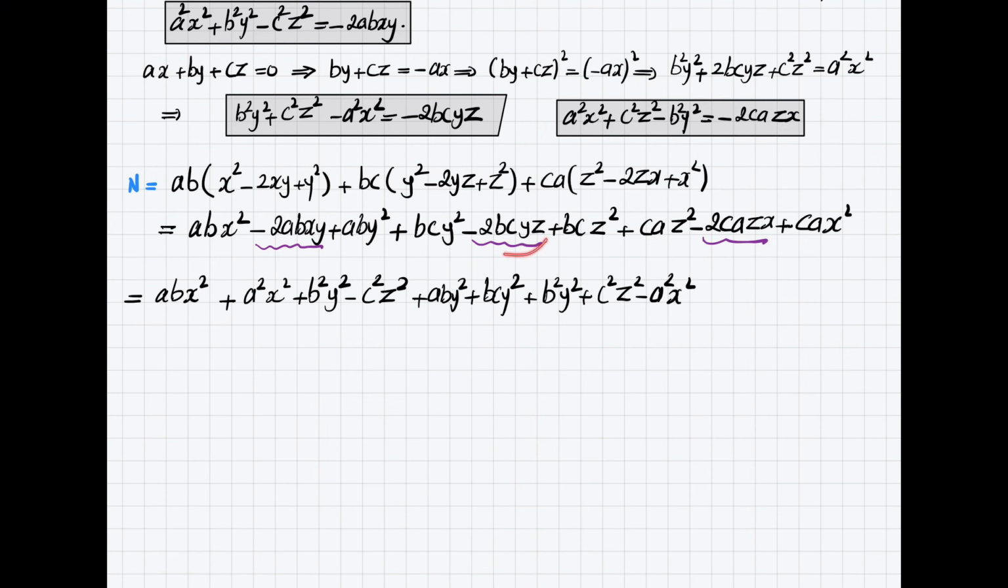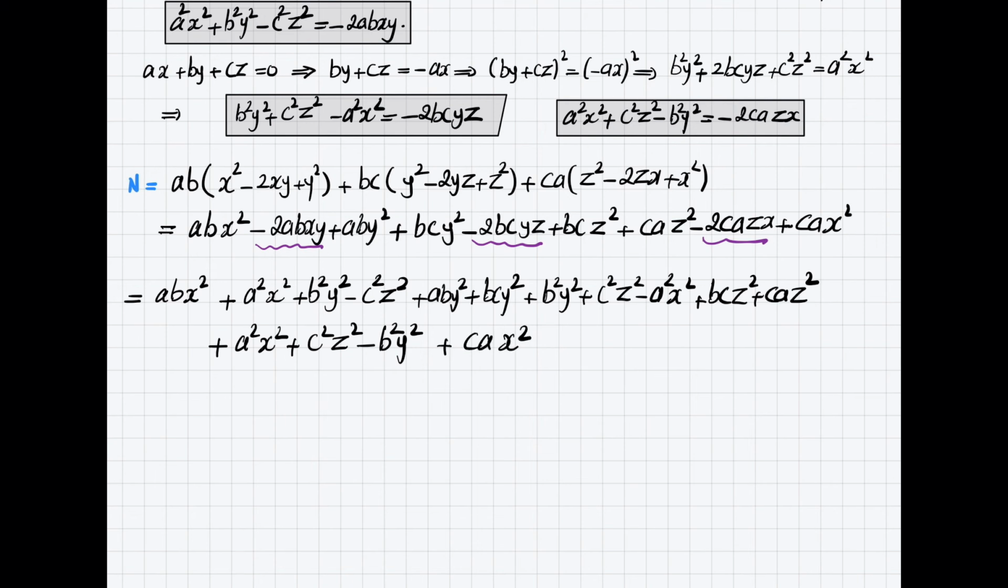And then after this term is finished, I will have these two terms. So let me write them down. So it becomes bcz squared plus caz squared. And then I reach this term where I use this instead. So this becomes plus a squared x squared plus c squared z squared minus b squared y squared. But then after this term is finished, I have one more term left, which is cax squared.